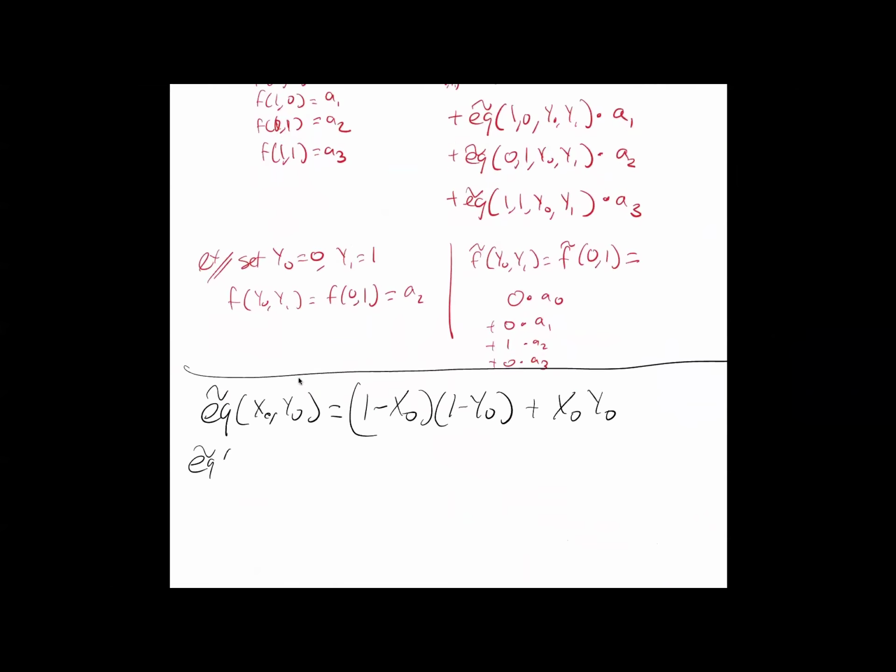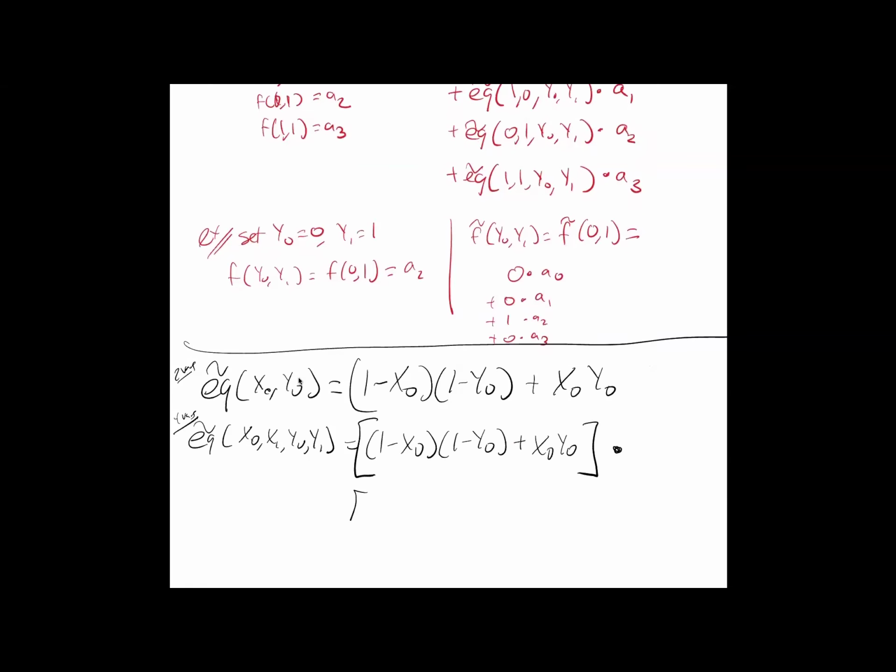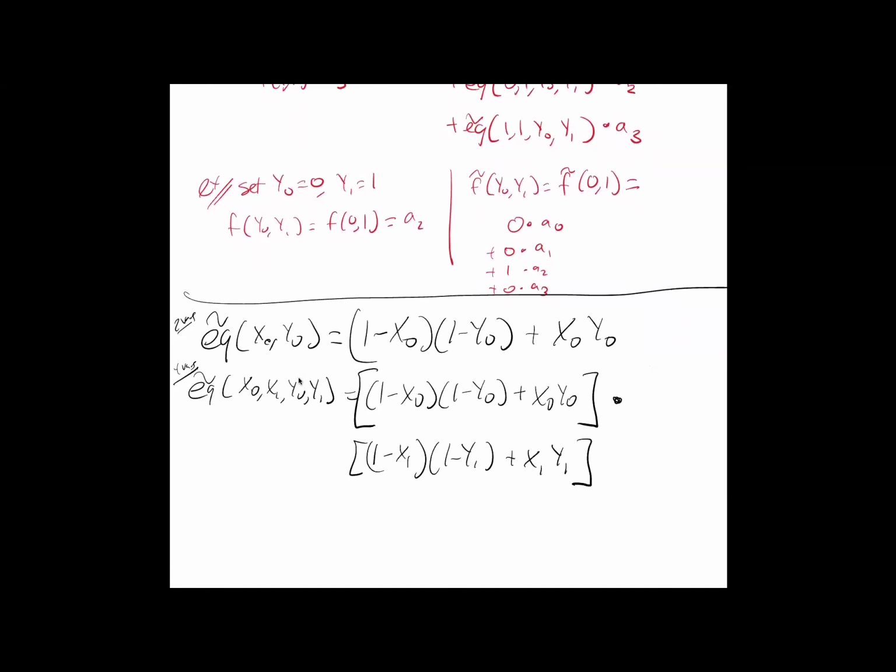Let's do EQ on x0, x1, y0, y1. So this is when it takes in 4 variables. Then it's equal to (1 minus x0)(1 minus y0) plus x0 y0, all multiplied by (1 minus x1)(1 minus y1) plus x1 y1. And so on and so forth. The pattern continues.